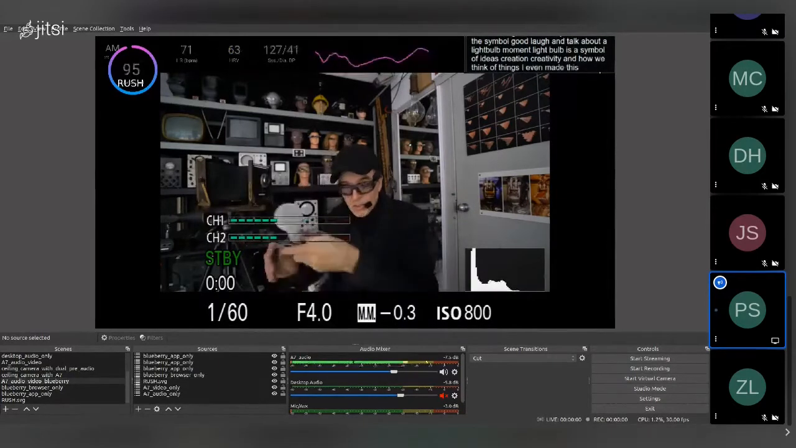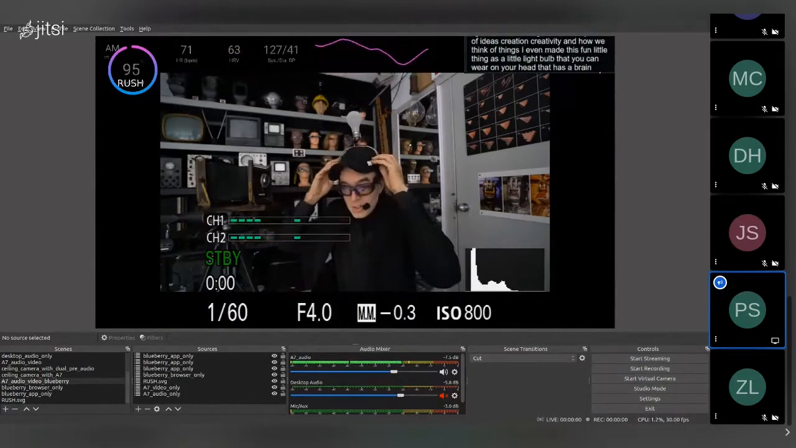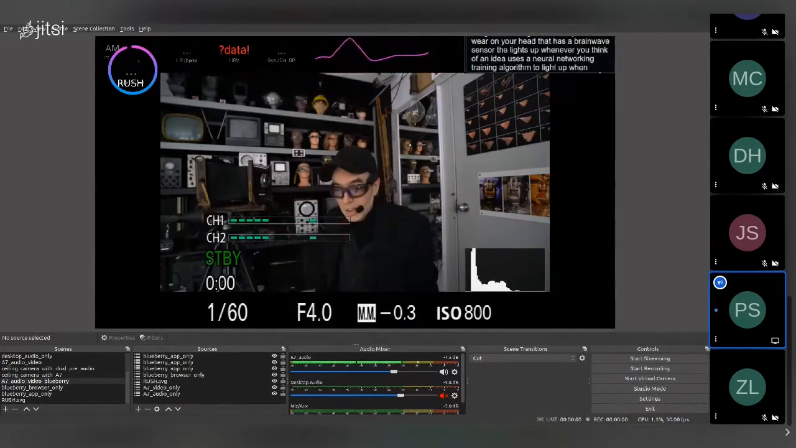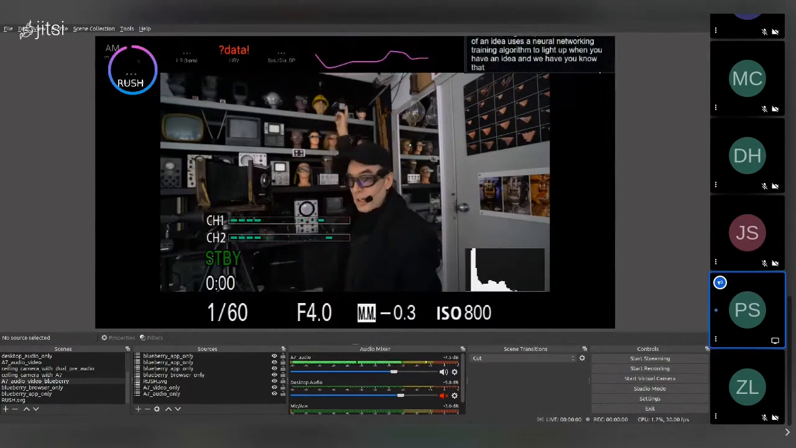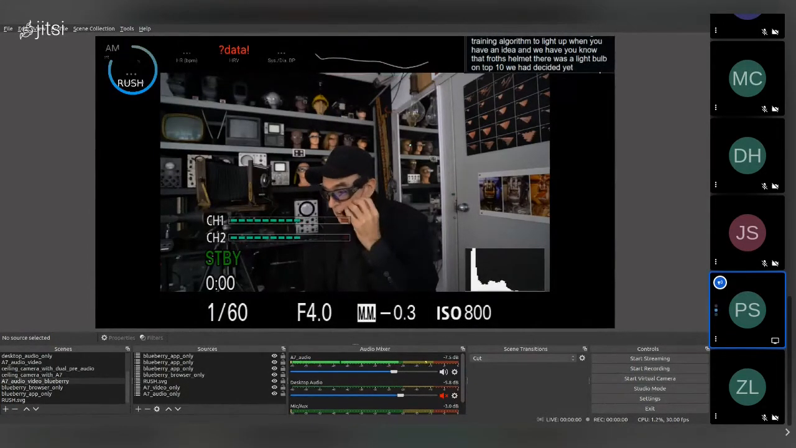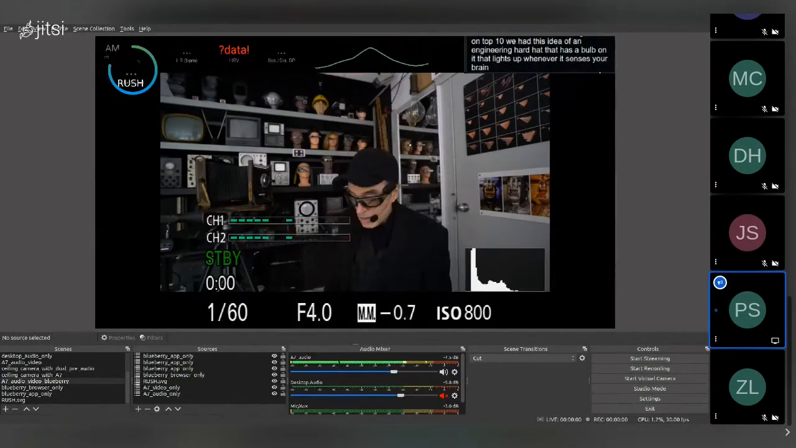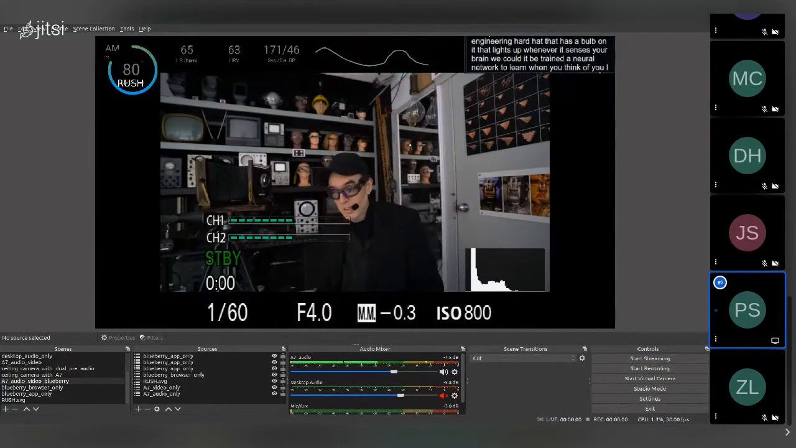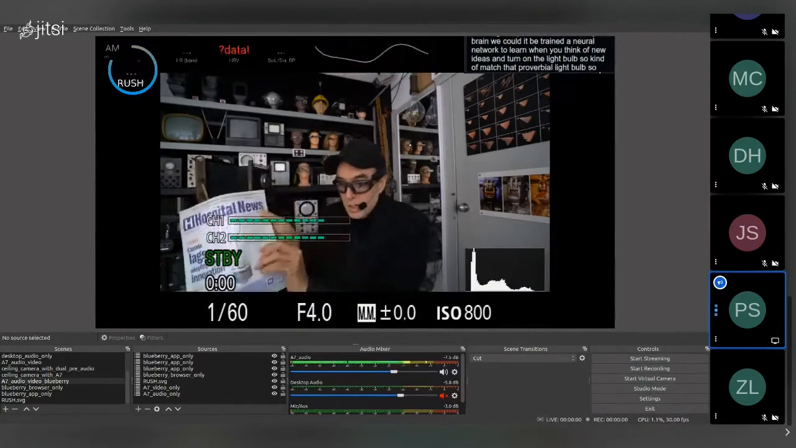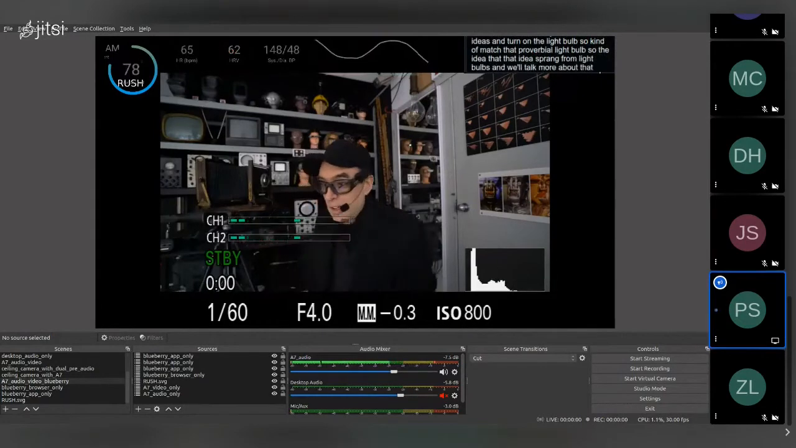I even made this fun little thing. It's a little light bulb that you can wear on your head. It has a brainwave sensor that lights up whenever you think of an idea. It uses a neural network and training algorithm to light up when you have an idea. And we have the Frosch helmet there with a light bulb on top. We had this idea of an engineering hard hat that has a bulb on it that lights up whenever it senses your brain. We trained a neural network to learn when you think of new ideas and turn on the light bulb. So kind of match that proverbial light bulb, the idea that ideas spring from light bulbs. And we'll talk more about that later on.